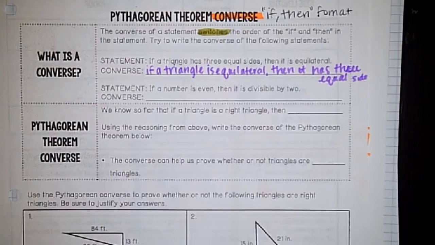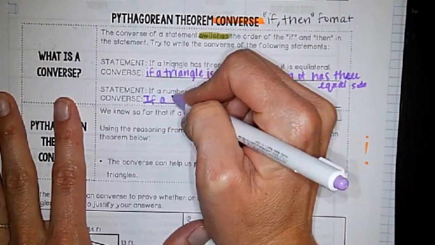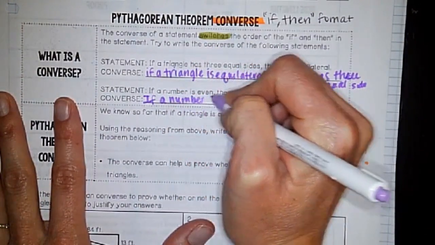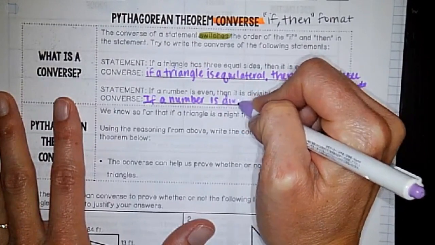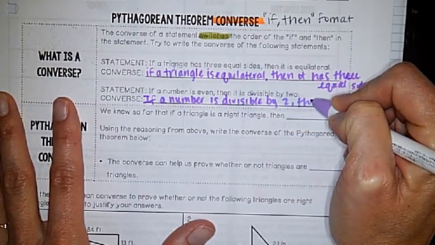Okay, let's look at the next statement. If a number is even, then it's divisible by 2. If a number is even, then it is divisible by 2. So what could our statement be? If a number is divisible by 2, then it is even. If a number is divisible by 2, then it is even.